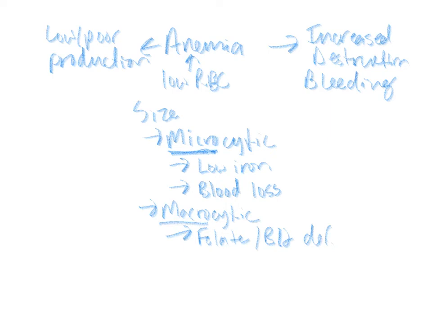The last thing that we can look at as a cause of anemia would be what we call hemolysis. So hemolysis is hemo, which means blood, and lysis, which means to break. So that's the breaking apart of blood cells. And that can be microcytic or macrocytic.